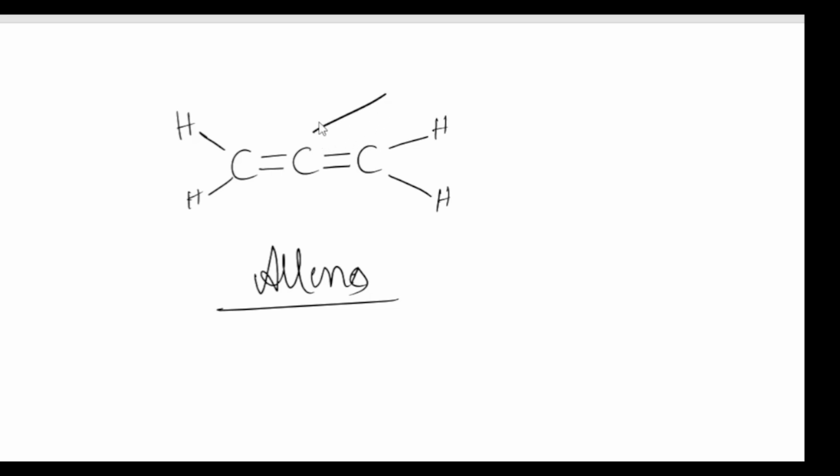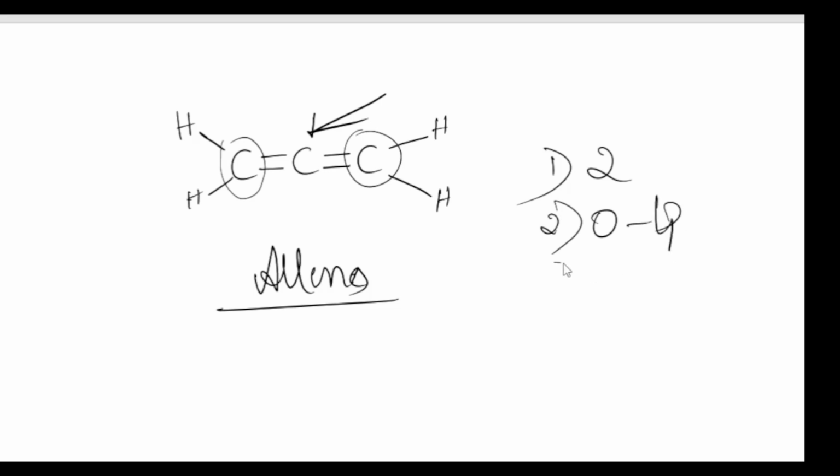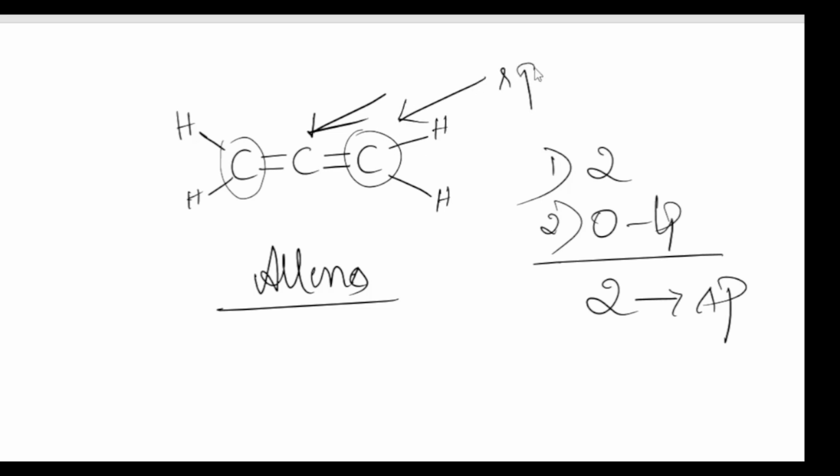Suppose I want to know the hybridization of this particular carbon atom. The first case is to see how many atoms this carbon is attached to. This carbon and this carbon, total 2. Is any lone pair there? No, zero lone pairs. That's why the total will become 2, therefore sp hybridization. If you check this carbon atom, it will come sp2, and this carbon also sp2.